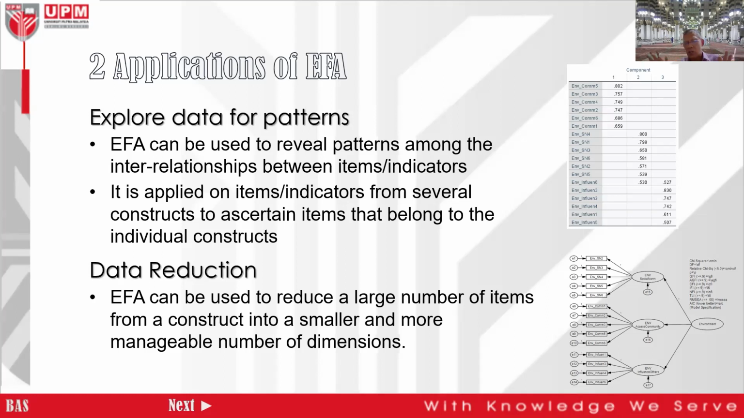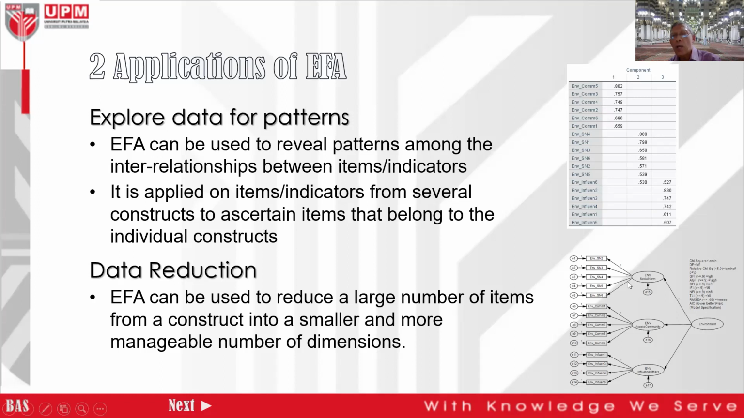I mean, is it true that we should be able to get this set of factors, and from the factors that will become your variable or construct, these are the items that fall under each of the factor or construct. That will be the pattern. Second will be data reduction.